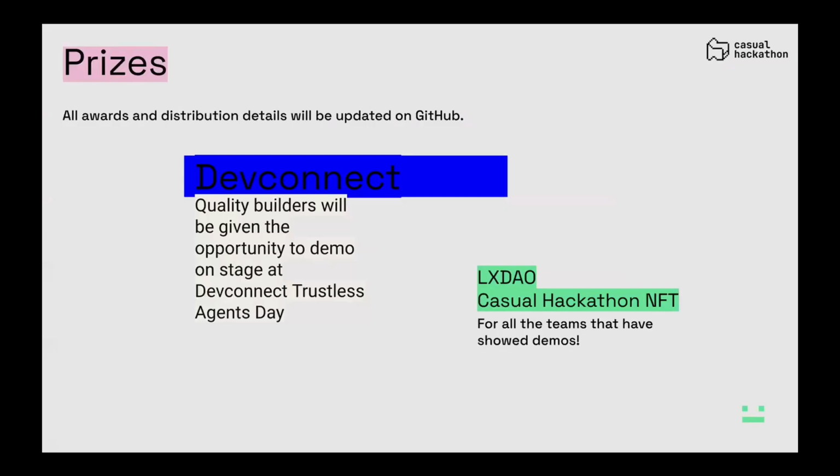As for the prizes, all rewards and distribution details will be updated on GitHub. Our outstanding builders will also have the chance to showcase their work live on stage at DevConnect's Trustless Agents Day. Of course, the LX style casual hackathon NFT will be awarded to every team that shows a demo here today. I think that's all for the introduction, and now it's time to kick off today's demo day.